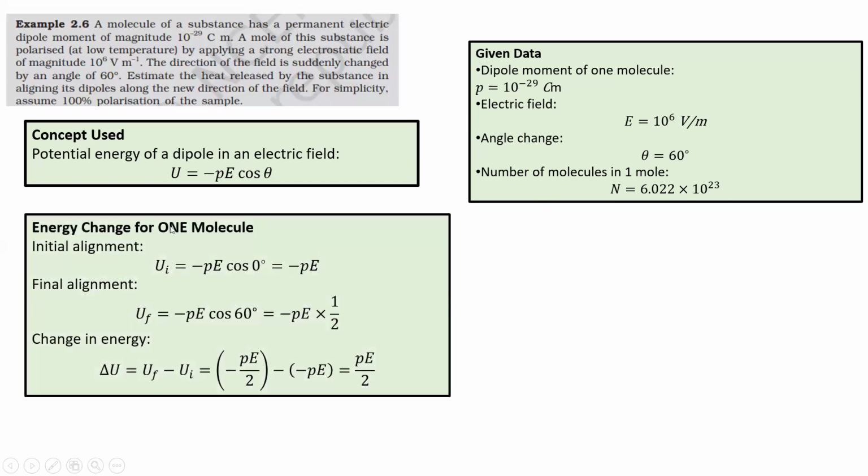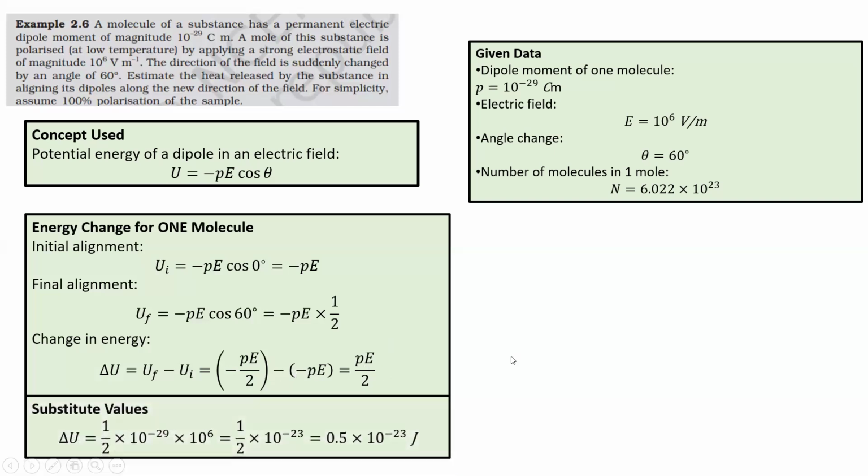Okay. Now, the energy change for 1 mole. First, we'll consider 1 molecule. Initial alignment: U initial is minus PE cos 0. That is, theta value is 0. So minus PE. Now, the direction has changed to 60 degrees. Therefore, final energy is minus PE cos 60. Cos 60 value is half. So minus PE by 2. What is the change in the energy? Change in the energy delta U equal to U final minus U initial. Minus PE by 2 minus of minus PE. This becomes plus PE. So the change is PE by 2.